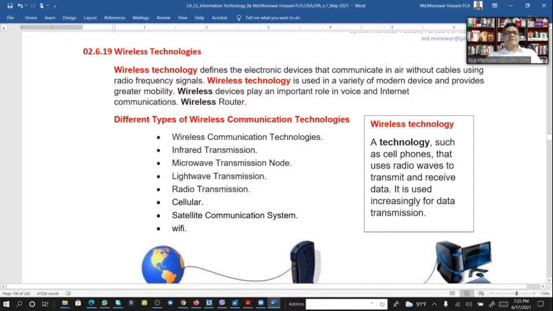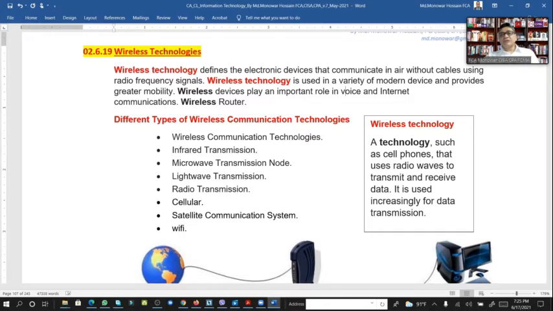Now wireless technology. Wireless technologies, such as the cell phone, our mobile, and sometimes radio transmission, are used for increasing data transmission. Wireless technology defines electronic devices that communicate in air without cables, using radio frequency signals. It is used in a variety of modern devices and provides greater mobility. Wireless devices play an important role in voice and internet communication.